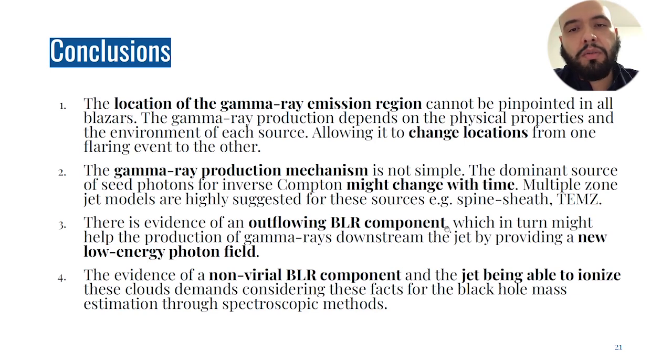There is evidence of an outflowing broadline region component, which in turn might help the production of gamma rays downstream the jet by providing a new low energy photon field. The evidence of a non-virial broadline region component and the jet being able to ionize these clouds demands considering these facts for the black hole mass estimation through spectroscopic methods.